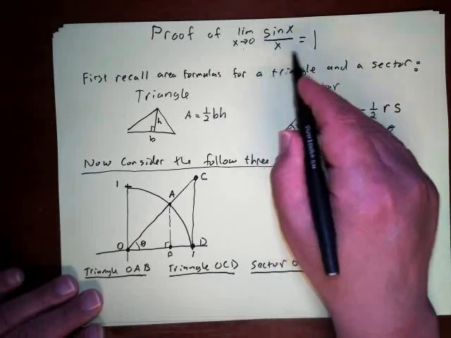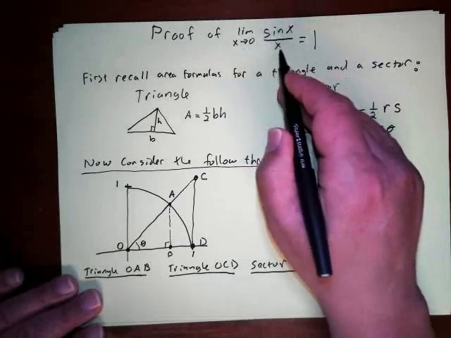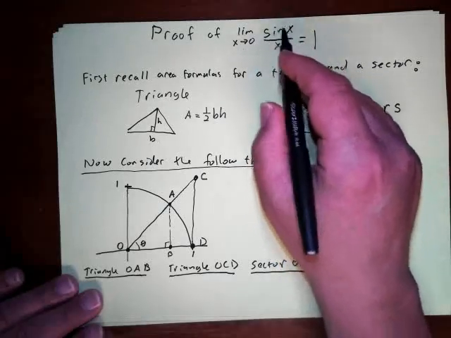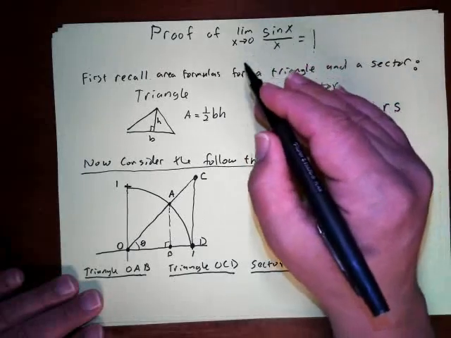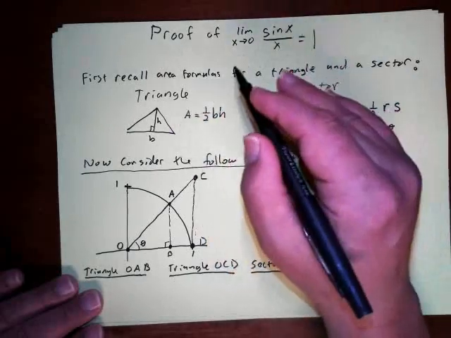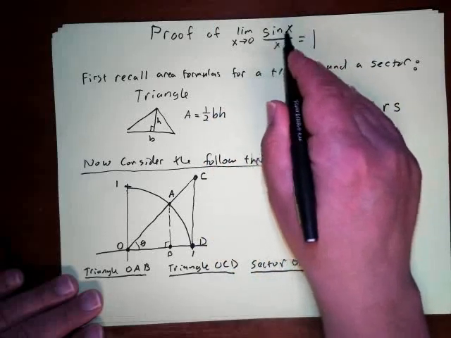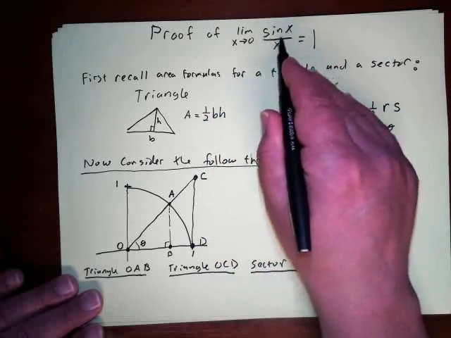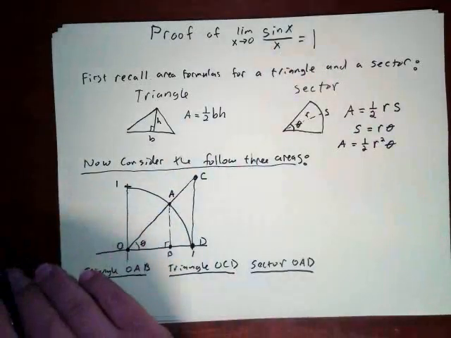There's nothing we know so far that could show me what this limit is, but as it turns out, both sine of x and x are going to 0 at about the same rate, and so they have the same behavior as you go to 0. So if you take the limit of sine of x over x, it actually equals 1.